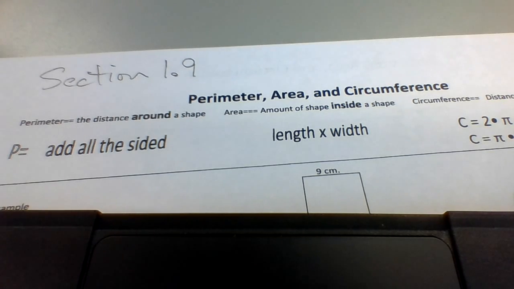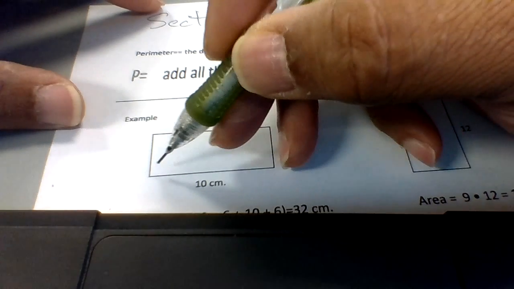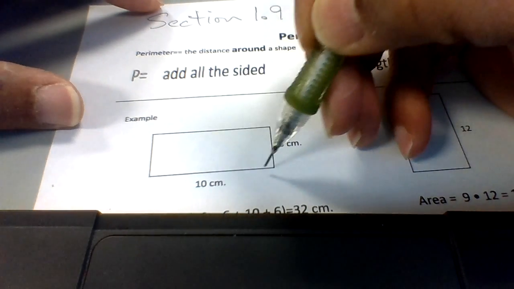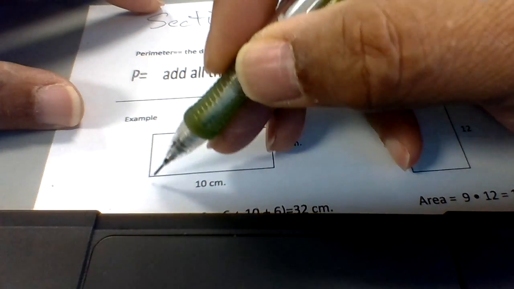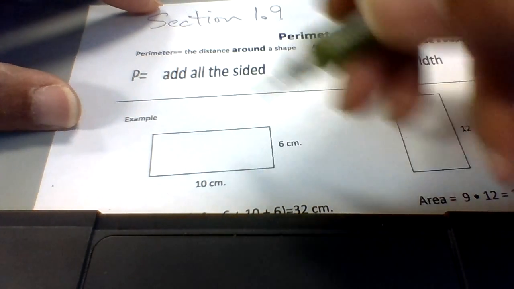Hello, this is Chapter 1, Section 9, Perimeter, Area, and Circumference. Perimeter is the distance around a shape. You can think of yourself as a little ant walking all the way around this shape. And as you see here, it says add up all the sides.